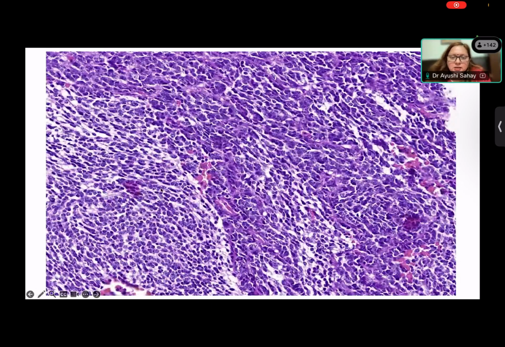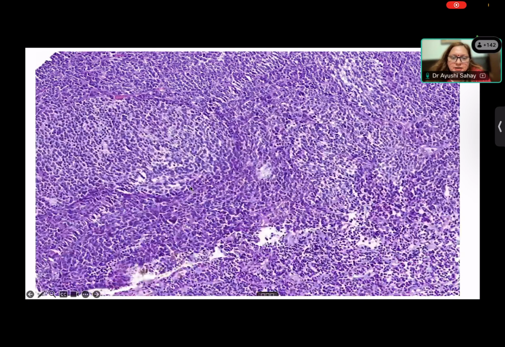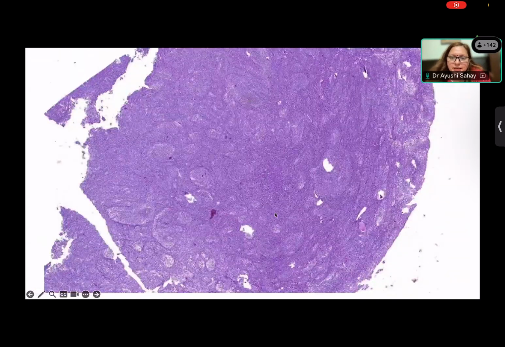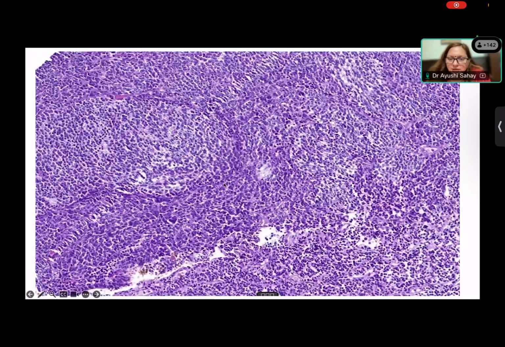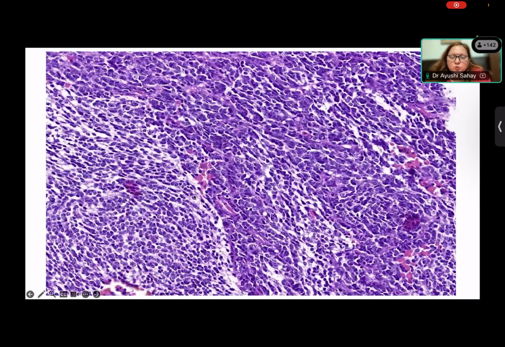If you see here, these nodules are separated, there are multiple nodules all around, but they are separated by these internodular zones, which are variable in thickness. In some areas the internodular zones are quite wide, while in some areas the nodular zones are a little bit back to back. So this is quite wide, with a lot of undifferentiated cells, and across these there are nodular areas interspersed.